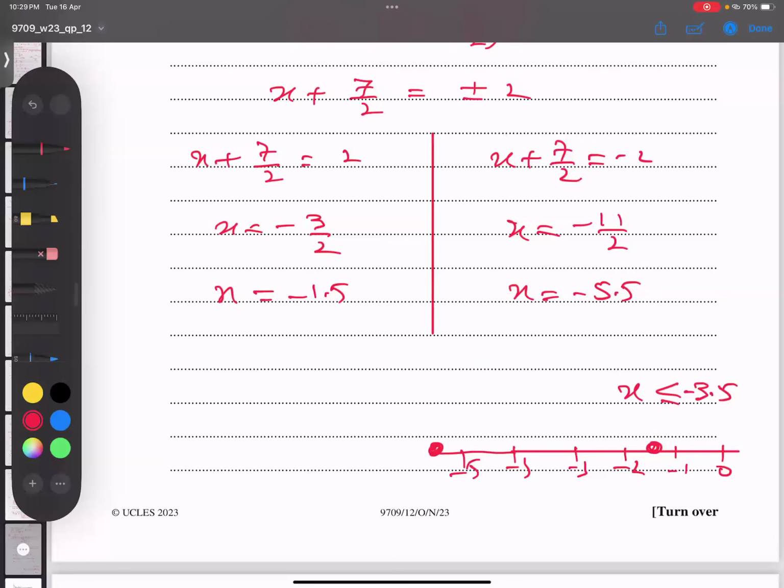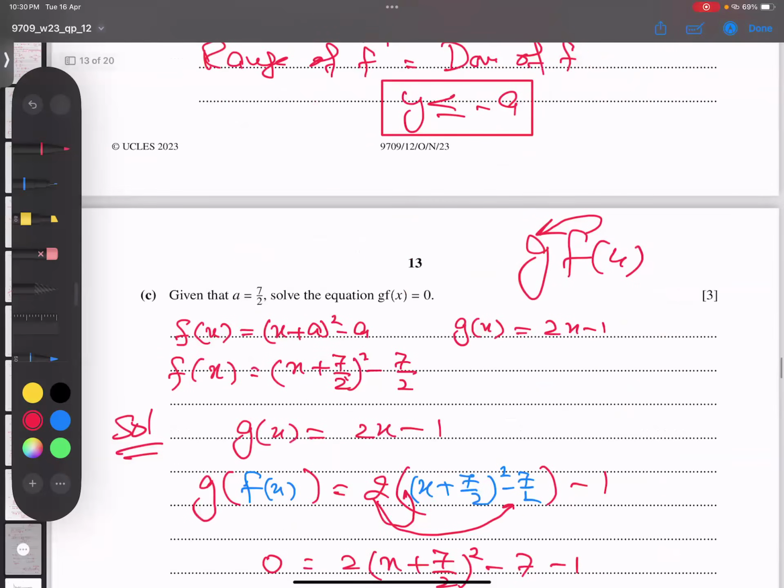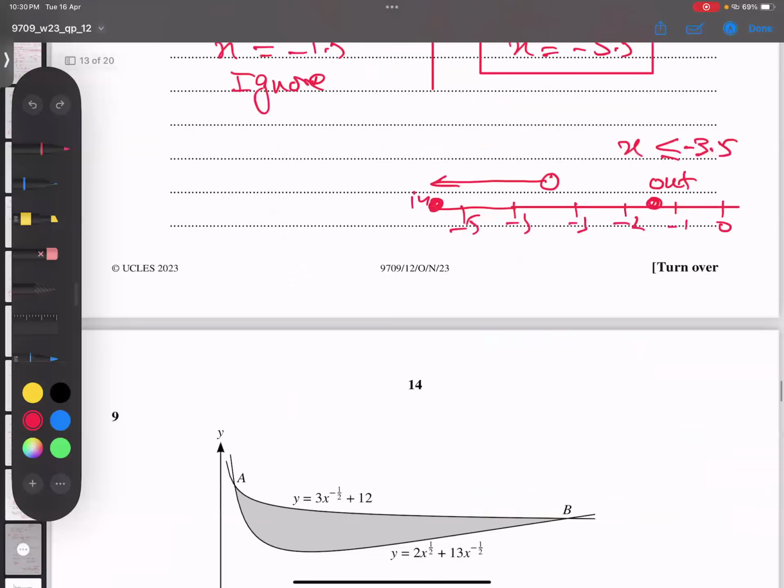But our domain starts from negative 3.5 and goes backwards. So this is out of range and this is in range. That is why this is ignored. We have to ignore this one, and our answer is this only. I believe you got my point. We were asked to solve this equation, and now I think you got my point very clearly.